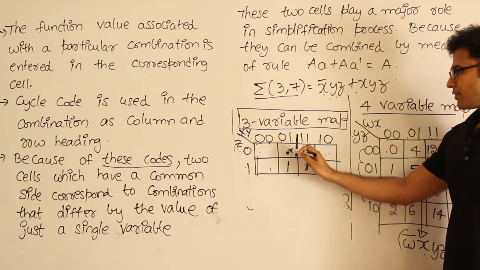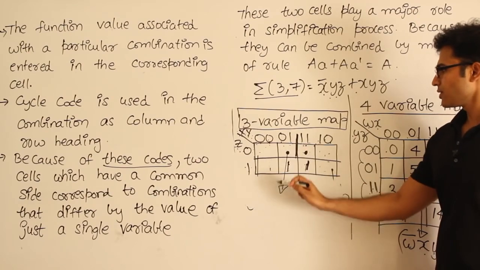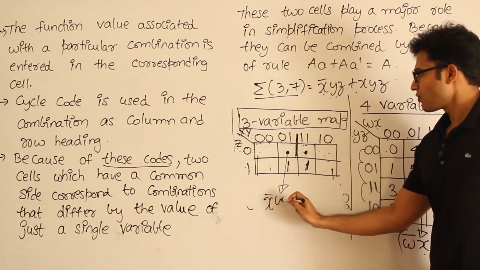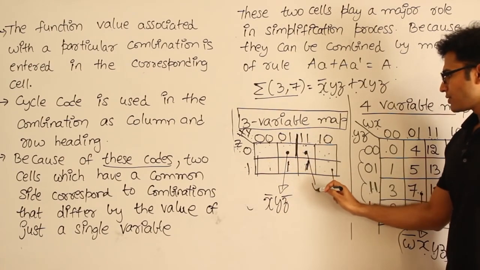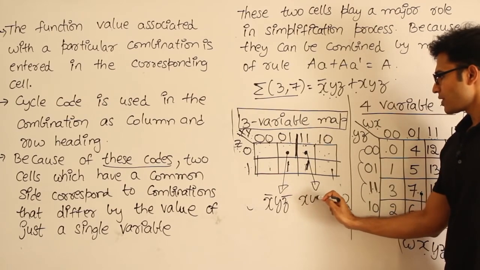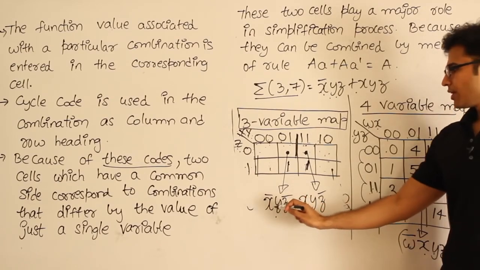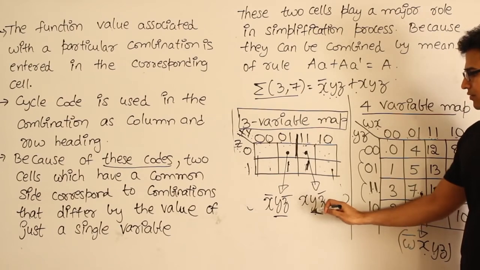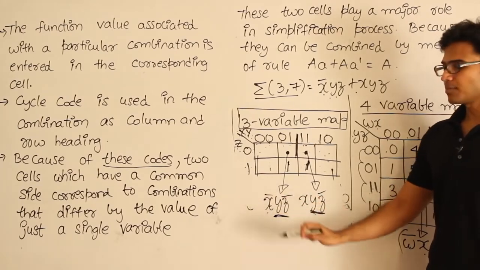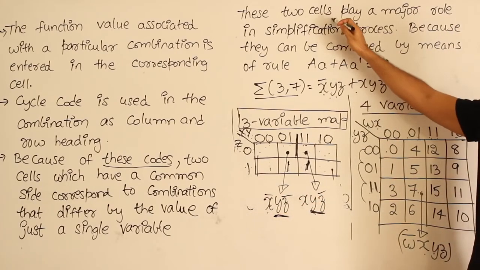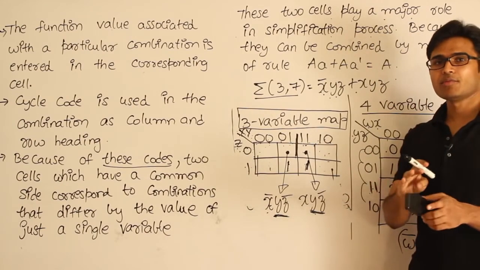Because of this property, these two min terms differ in just one term. So if you write, it is nothing but x prime y z prime, and if you write this, it is nothing but x y z prime, right? Now these two differ only in one variable. Here y and z prime are both the same. The only difference is x and x prime. Got it? And now these two cells play a major role in the simplification process. So because of this difference, we are able to simplify it.